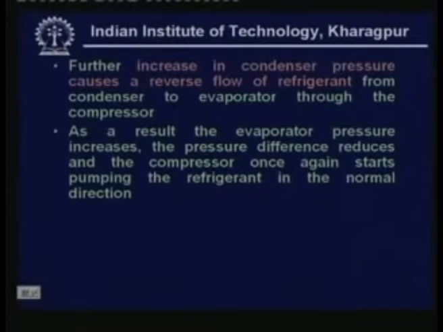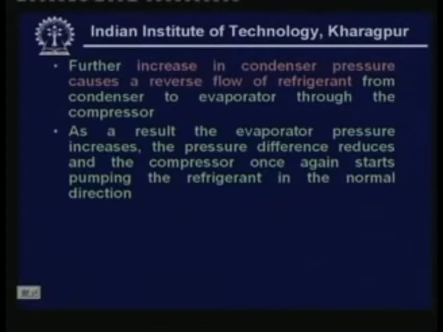Okay, this is a typical characteristic of a dynamic machine. Now what is the problem because of this? As a result of this, the evaporator pressure increases. Now what happens when reversal of flow takes place and hot refrigerant from the condenser enters into the evaporator? That means you are adding load to the evaporator artificially, right? That means the load on the evaporator increases. Once the load on the evaporator increases, evaporator temperature increases. Once the evaporator temperature increases, evaporator pressure increases. Once the evaporator pressure increases, the pressure difference across the evaporator and condenser reduces.